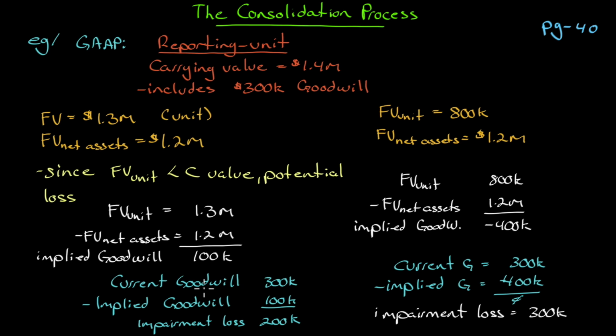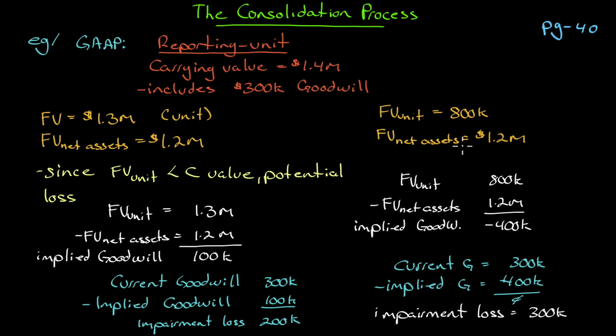Okay, let's look at GAAP. But GAAP uses reporting units. Same scenario, carrying value $1.4 million, includes $300K of goodwill. We'll look at 2 scenarios where the fair value of the unit, of the whole reporting unit, is 1.3 or $800,000. And here we're going to look at the fair value of the net assets, and it's given as $1.2 million in each. We had that information for IFRS, just we didn't need it. For here, we're going to need it.